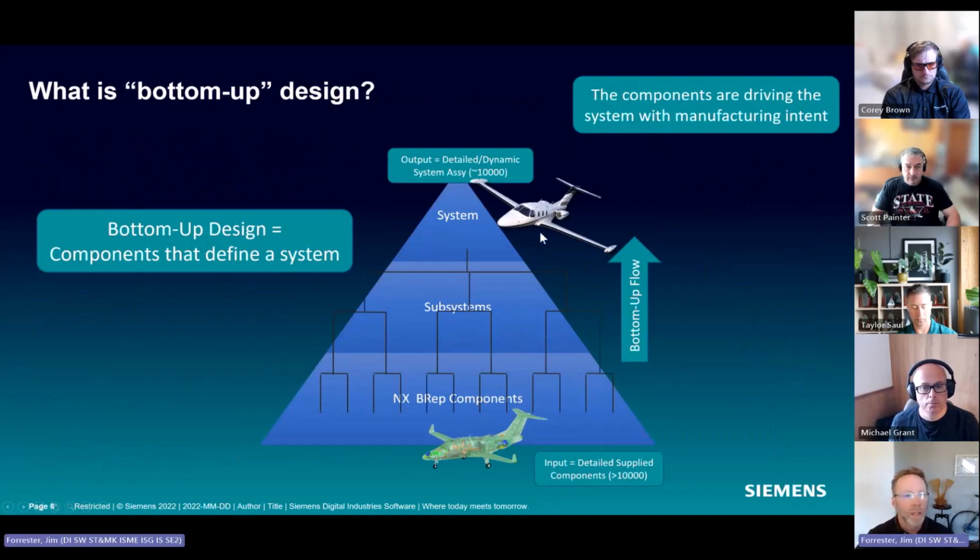So bottoms up design is traditional CAD design, where I have a bunch of components down at the bottom and I want to assemble them into a product. So in this case, the information flow is from the bottom to the top. And the components are driving the system with manufacturing intent. This is how the things are going to be made, and they're in their detailed form, and it drives up to a whole system at the very top.